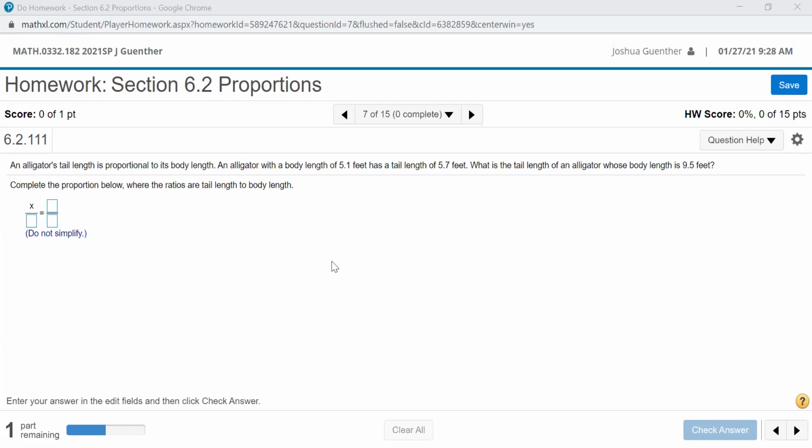So, an alligator's tail length is proportional to its body length. An alligator with a body length of 5.1 feet has a tail length of 5.7 feet. That piece of information is going to be kind of like our codex. It's going to be the thing that helps us decode this problem.